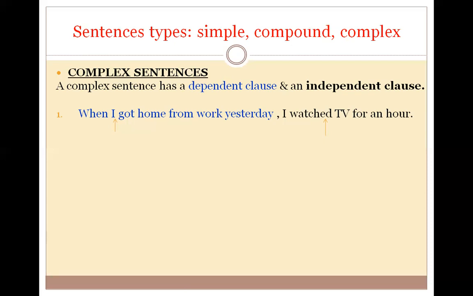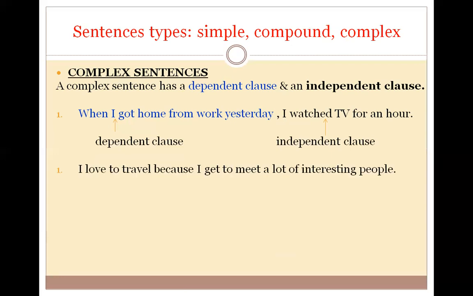अगर मैं I watched TV for an hour ना लिखूं तो वो incomplete sentence होगी. जबकि मैं अगर I watched TV for an hour लिख लूं तो आपको समझ आ जाएगा. इस तरह ये dependent clause है और वो independent clause है. I watched TV for an hour is an independent clause. Complex sentence में dependent clause और independent clause both are there.